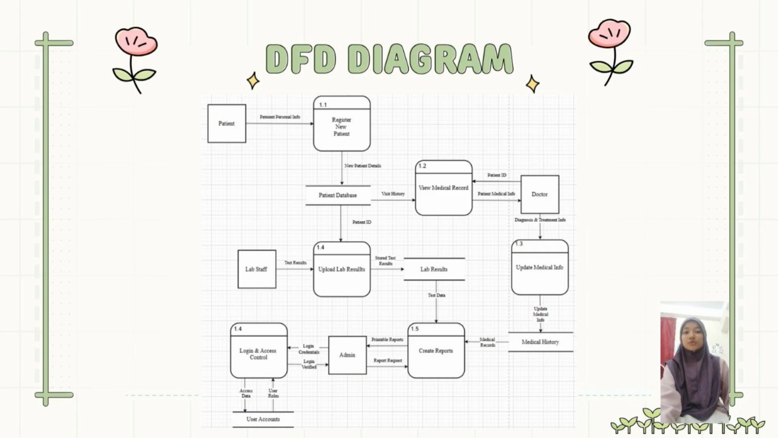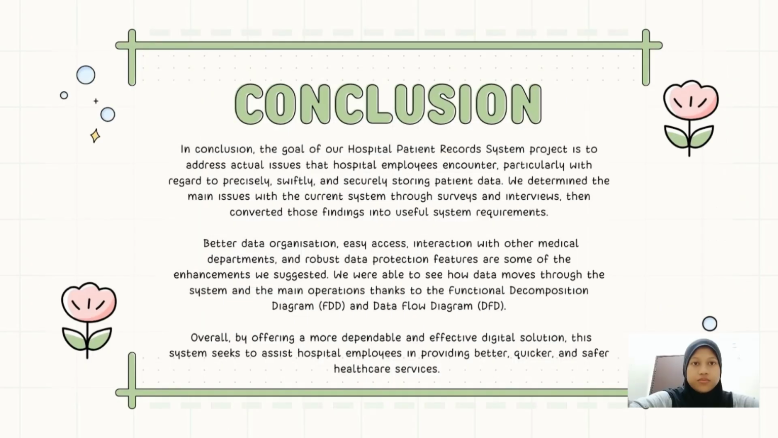1.4, upload lab result. Lab staff do medical tests and upload the test result into the system. The system puts the result into the lab results file, and the results are also linked to the patient using their ID. 1.5, create report. The admin requests a report like a monthly report, and the system uses the stored data to make a printable report, and this report can be shared with the patient or for hospital use.